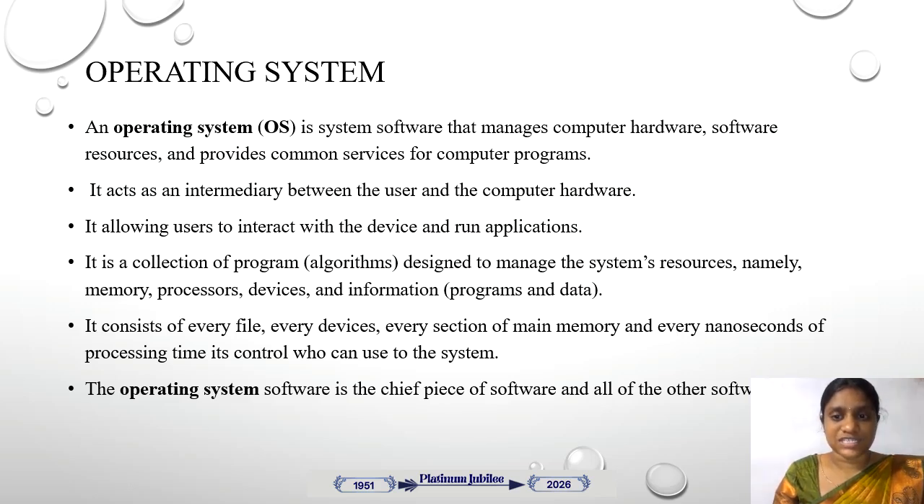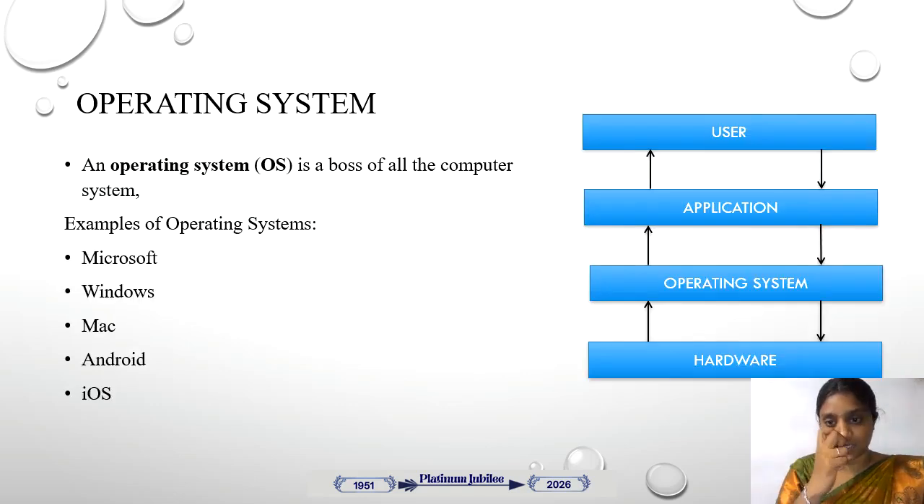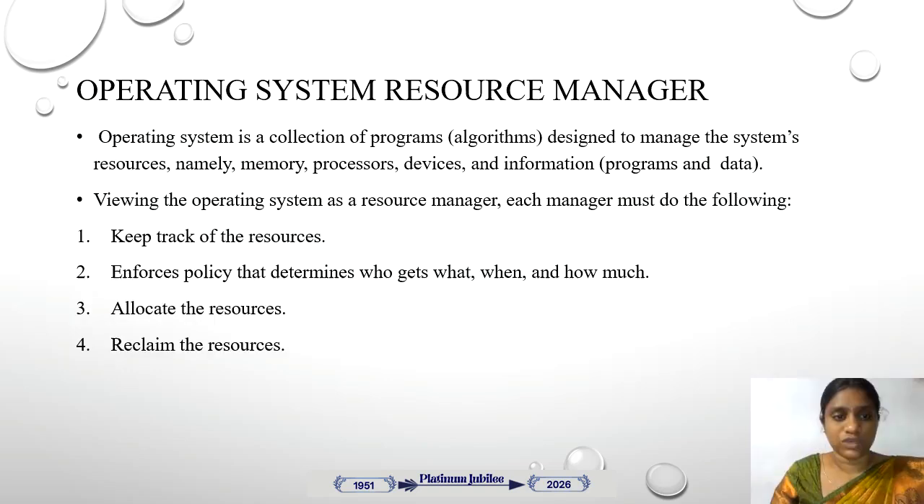The system resources, namely memory management system, processor management system, device management system and then the information management system. It controls every file, every device, every section of the main memory and every nanosecond of processing time, and who can use the system. So this is the system: the user, application, operating system and then the hardware. The operating system is the boss of all computer systems. Examples of operating systems are Microsoft Windows, Mac, Android and iOS.